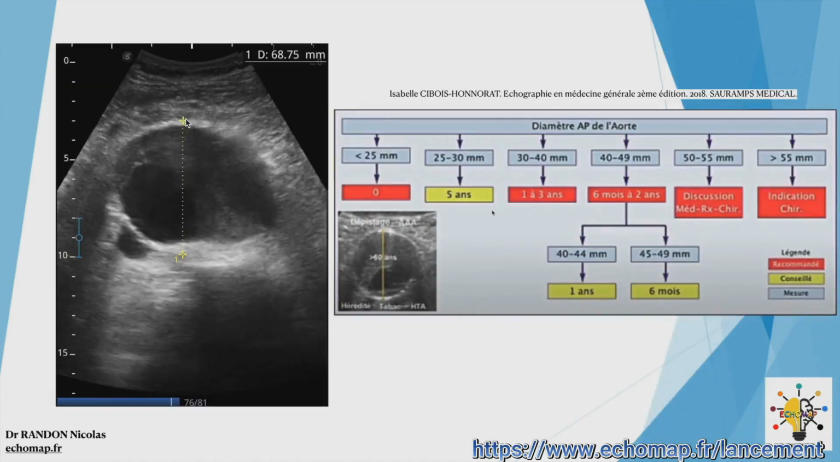So the aneurysm is measured, I just told you, from front to back. What's in it for me? Well, because we can have measurement errors linked to the propagation of the ultrasound beam if we measure from right to left, so we'll always measure from front to back.